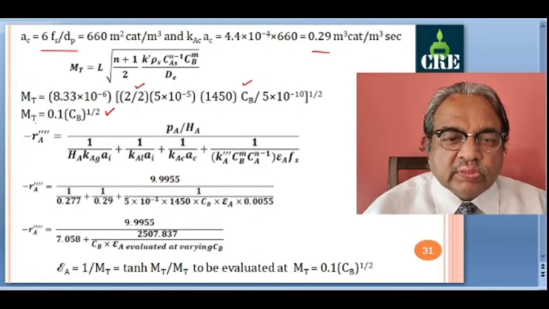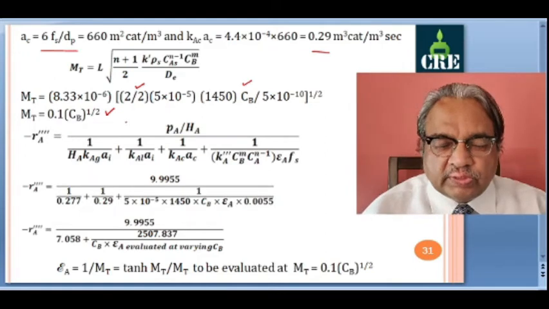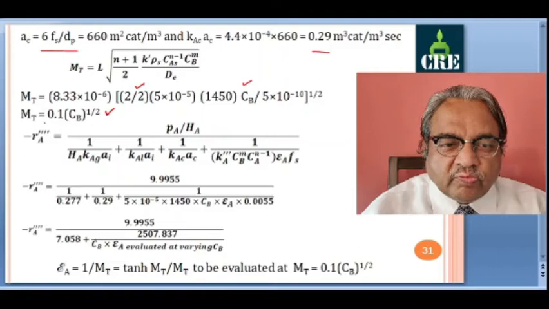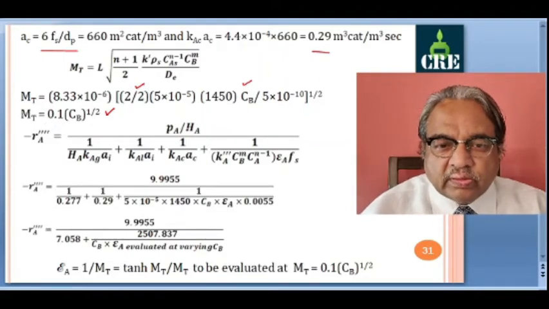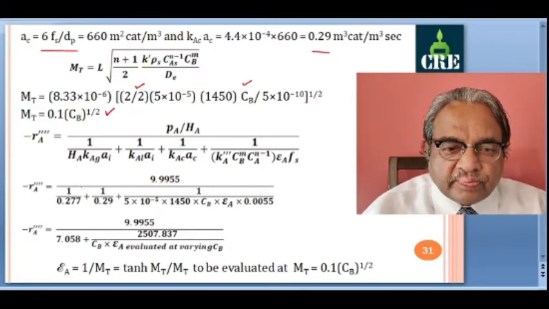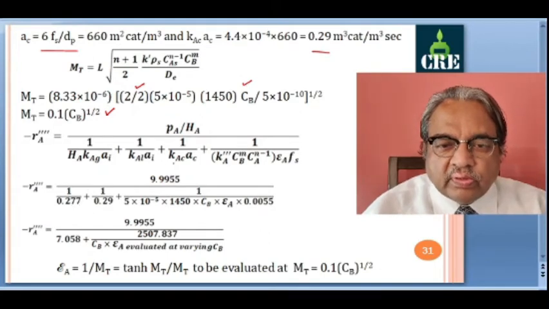You can find out this Thiele modulus and you can find out efficiency. So efficiency is varying. In this equation, minus RA triple prime based on volume of reactor, PA by HA is 9.9955, almost 10. Addition of these two is 1 by 0.277. 1 upon KAC AC we have found out here, 0.29. So 1 upon 0.29. K triple prime value we know, which is K prime into rho S.